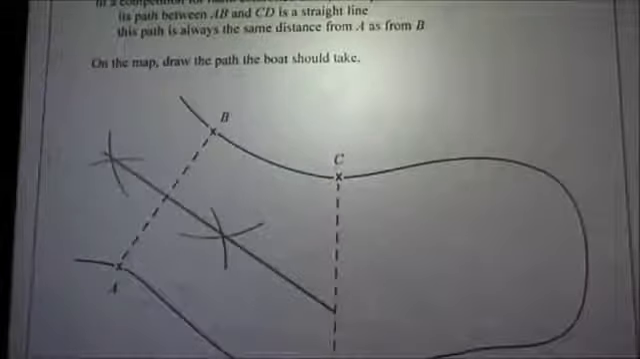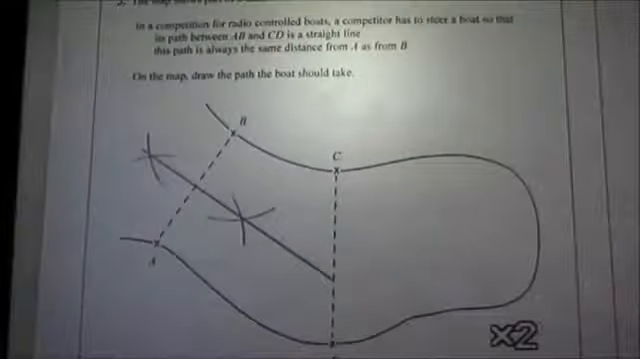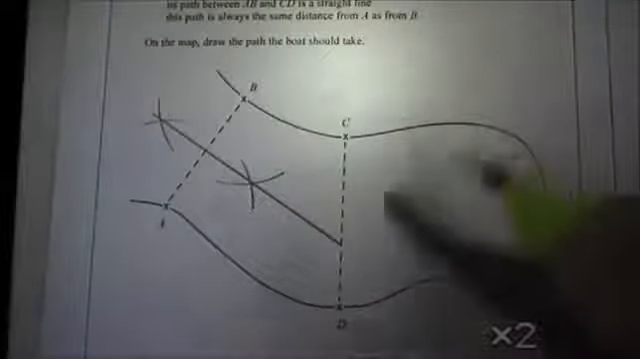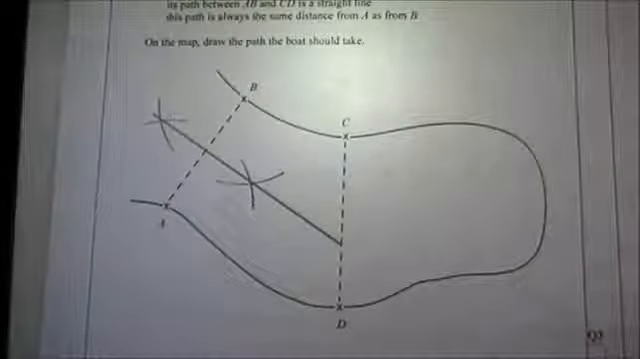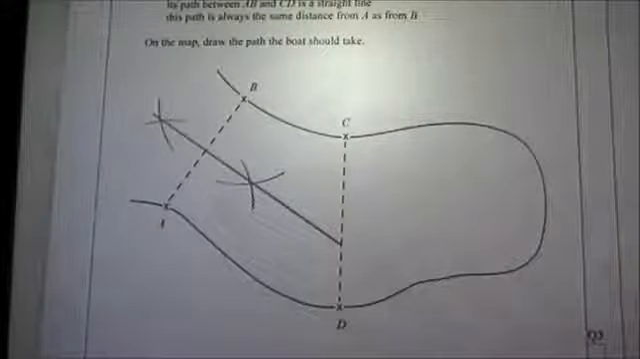Question 3. The map shows part of a lake. In a competition for a radio-controlled boat, a competitor has to steer a boat so that its path between A, B and C, D is a straight line. This path is always the same distance from A as it is from B.